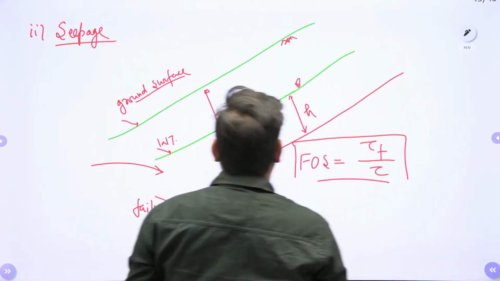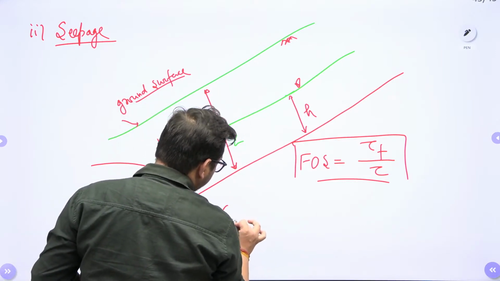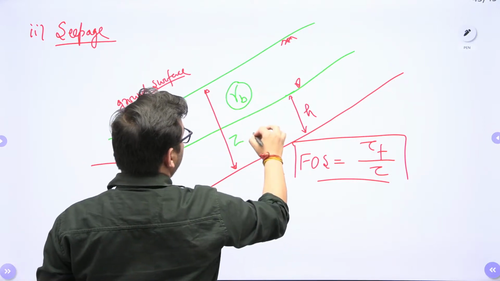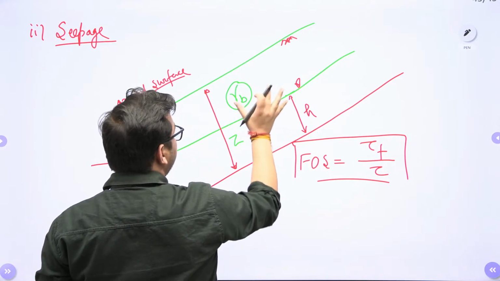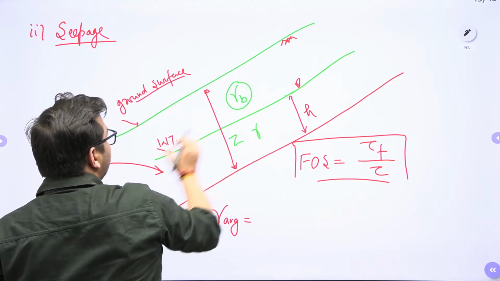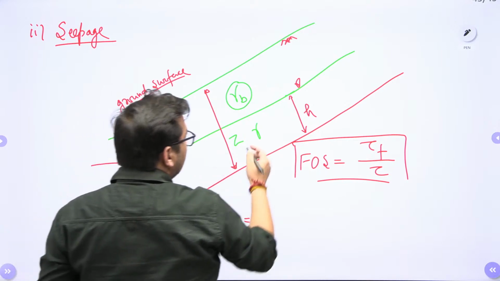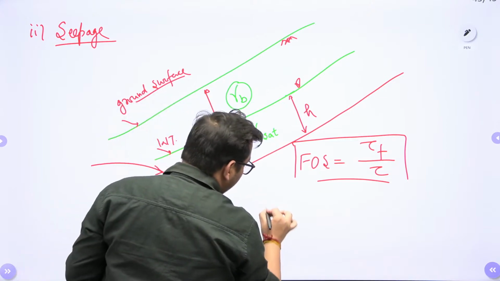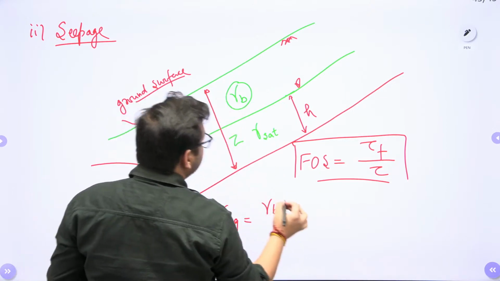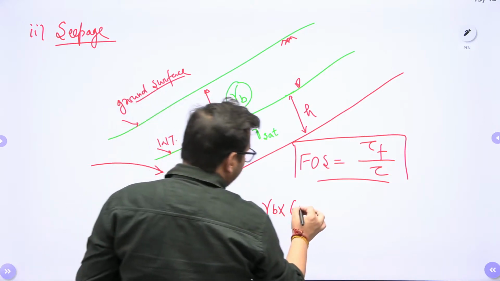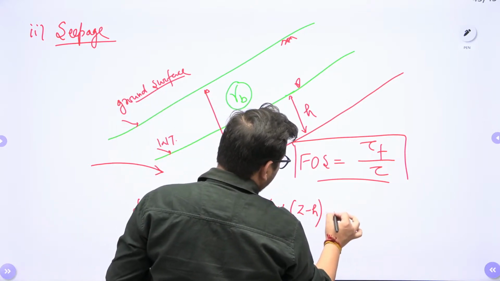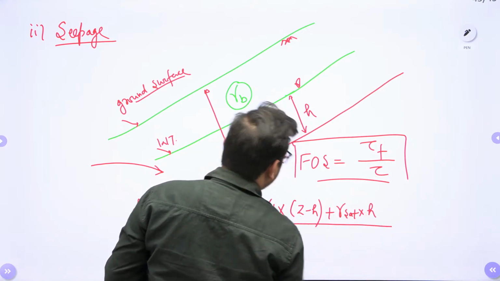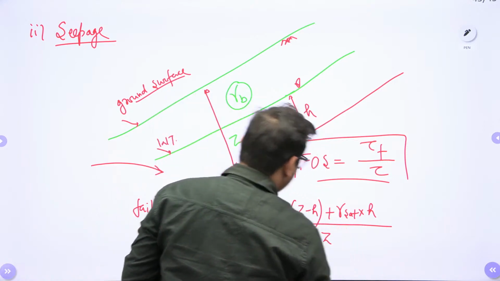If I calculate the gamma average value, what will gamma average be? Let's suppose this soil has gamma bulk, and I am assuming, although this is in submerged condition, we know that its weight, which is causing the shear stress, is due to the total weight. So I am considering it to be saturated for now, right? So it will be gamma bulk into z minus h plus gamma saturated into h, divided by total height, that is z.